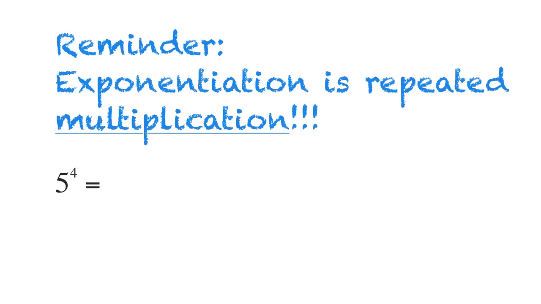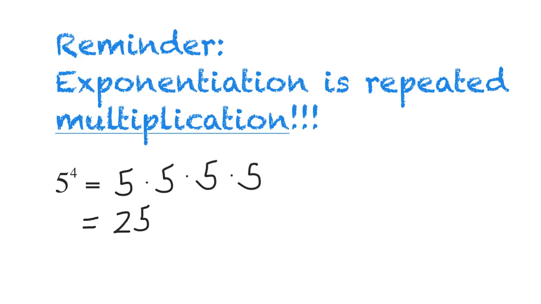A reminder before we get to expressions that are more complicated. Exponentiation is repeated multiplication. I want to see multiplication again and again and again whenever I see an exponent. For this expression, 5 to the 4th power, I need 5 times 5 times 5 times 5. I have an exponent of 4, so I need 1, 2, 3, 4 copies of 5 that I am multiplying together.